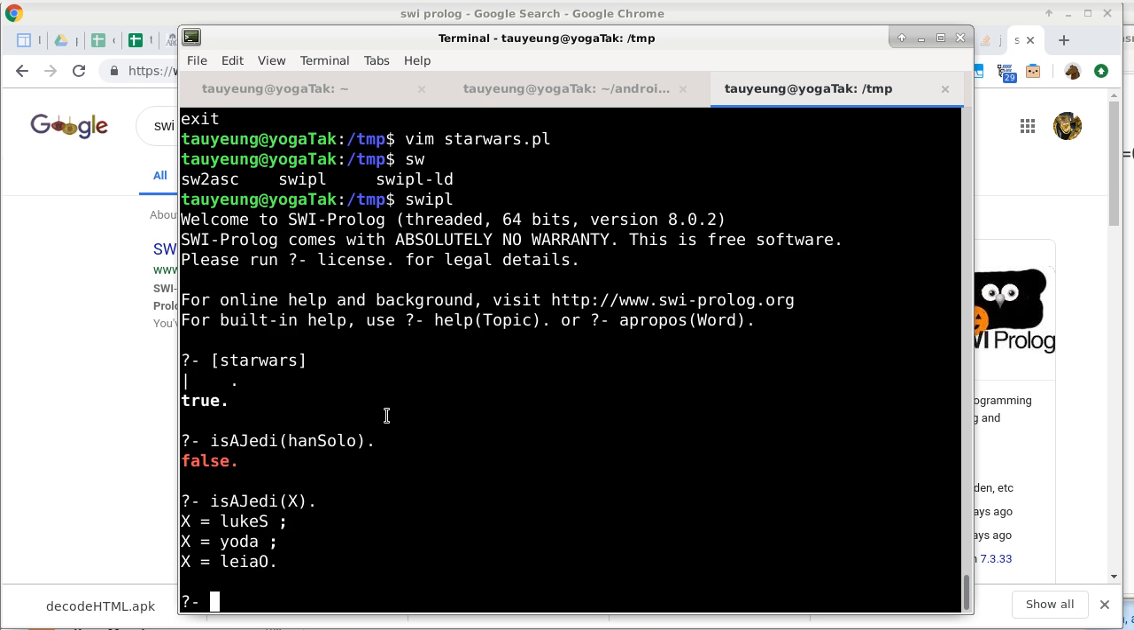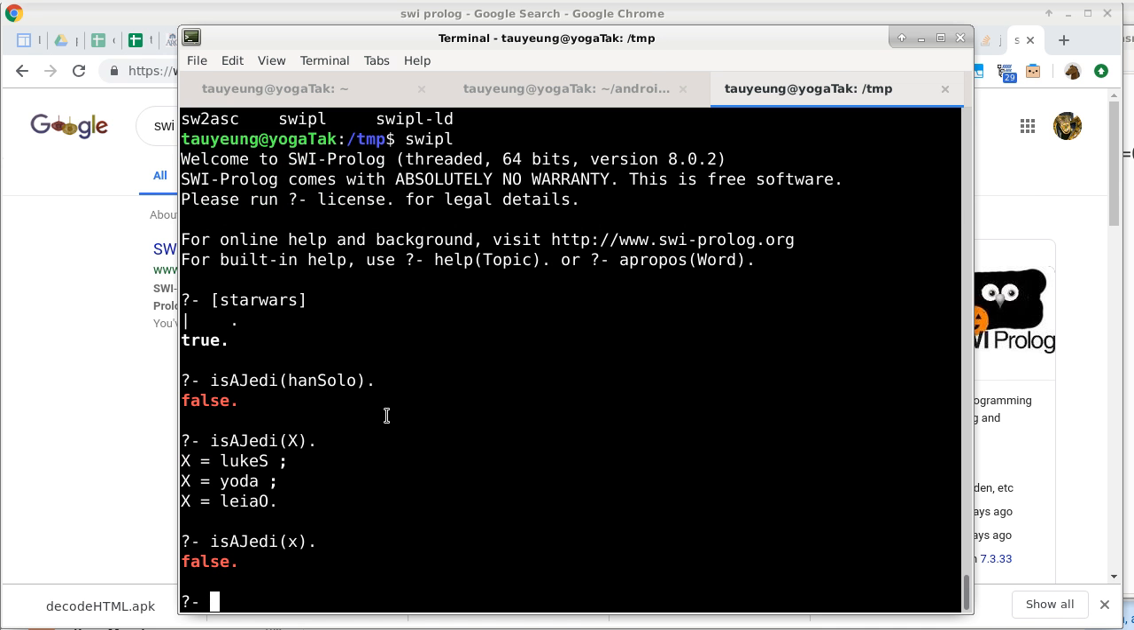So now it's telling you all of the Jedis. Okay, Luke is confirmed a Jedi. Yoda is confirmed a Jedi, and Leia is also confirmed a Jedi. So it knows that, all based on the fact that the X is capital? Yes. Now, if you turn that X into lowercase x, then it will tell you that lowercase x as an atom is not a Jedi. See how it is case sensitive in a very weird way?